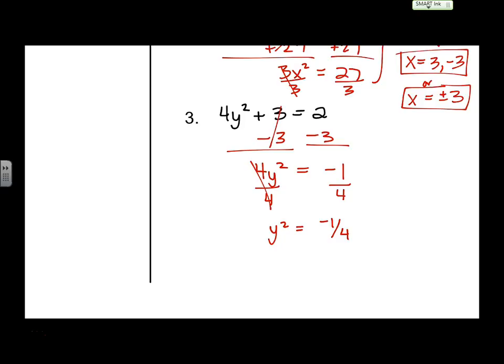Dylan, back to you. We have a square. How do we get rid of it? Put the little... what's it called? Square root. Yeah, put the square root on one side and the other side. Okay, y equals... What is my answer if I'm taking the square root of negative 1/4 there? No solution, because it's a negative.